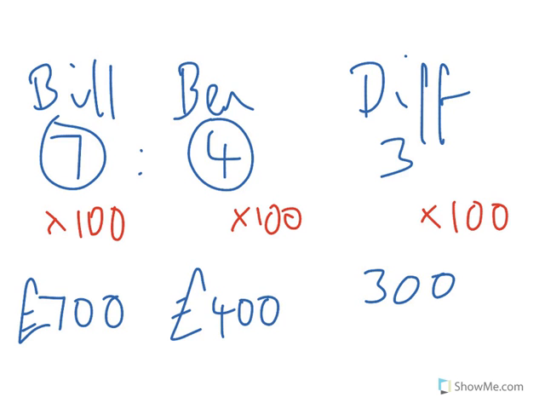And again, let's just check that we're right. If Bill received 700, the difference between that and Ben's 400 is 300, so we're right. So there's a few examples on ratio questions.